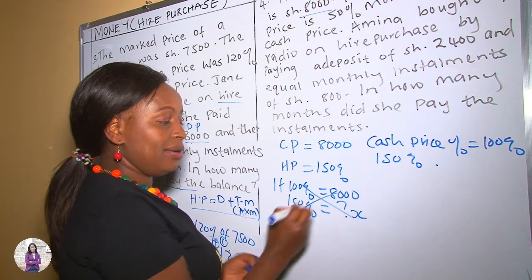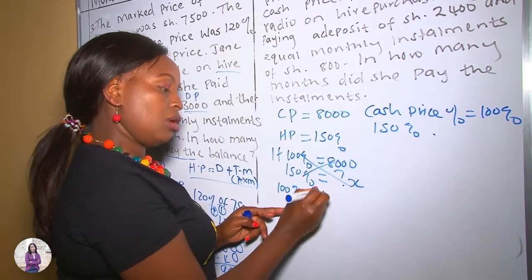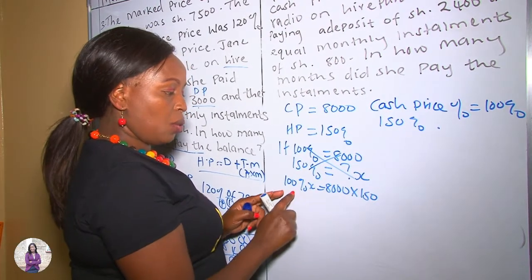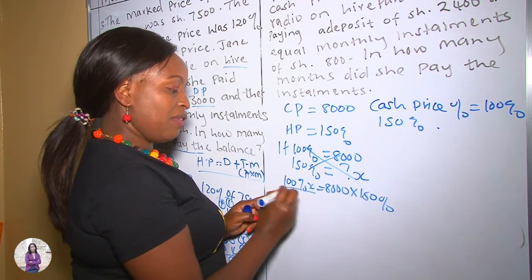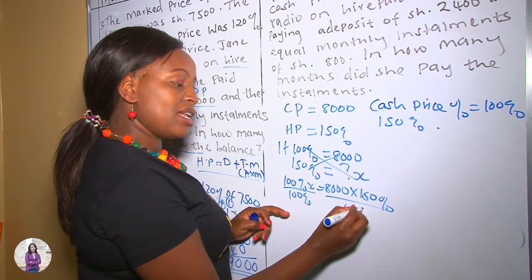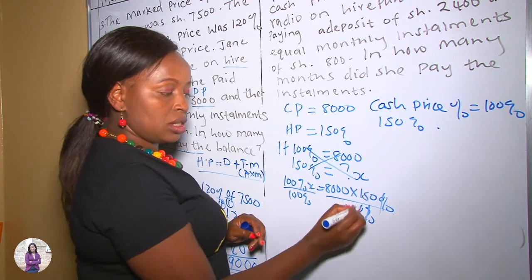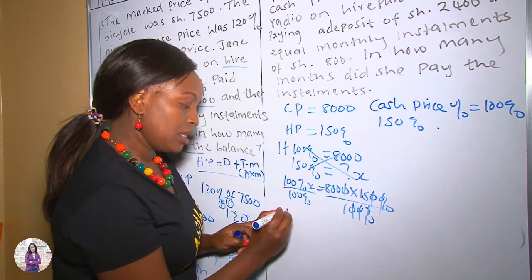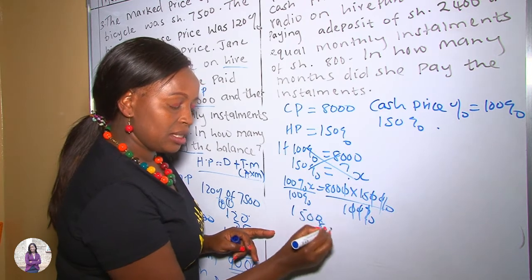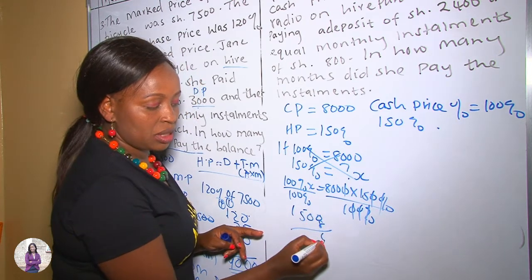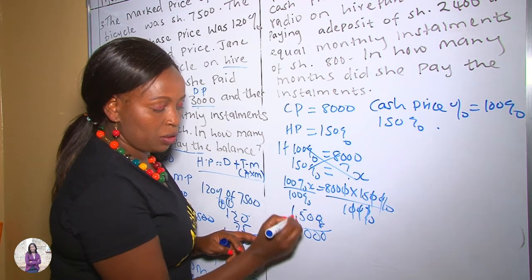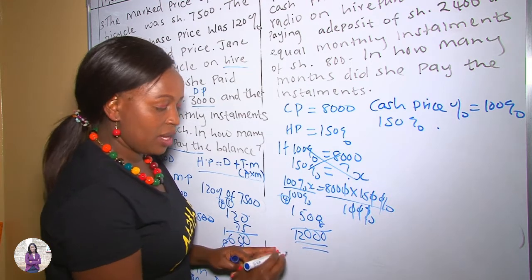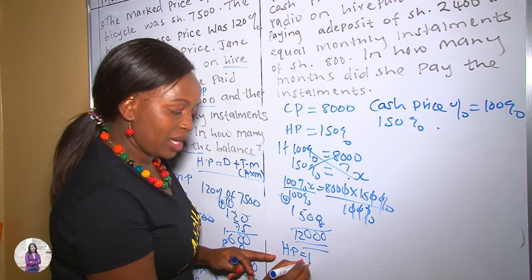So now we cross multiply. 100% X is equal to 8,000 multiplied by 150. So we want our X. So divide by 100% over 100%. So this percentage they cancel. 0 goes with 0, 0 goes with 0. We are left with 800 times 15. So 15 times 800. We are taking our zeros up there. 8 times 0 is 0, 0. 8 times 5 is 40, we carry 4. 8 times 1 is 8 plus 4 is 12. Therefore, the hire purchase price is 12,000.